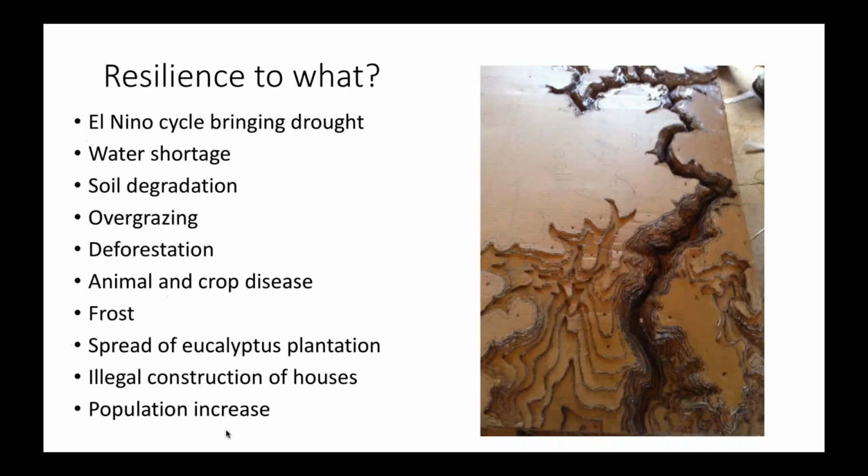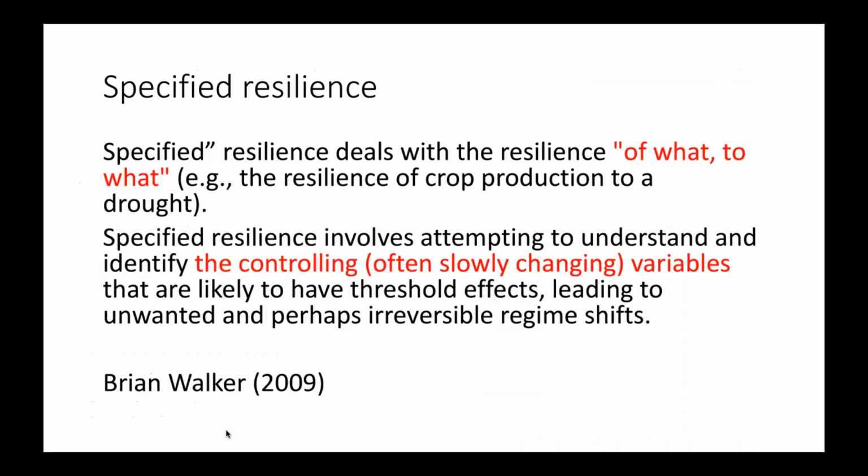I think we have gone through this one. Sorry. So after we have done resilience of what to what, then we analyze the system dynamics. And we analyze it in two ways. One is what's called specified resilience, and the other is general resilience. I'll come to the general resilience part later. But what is specified resilience?